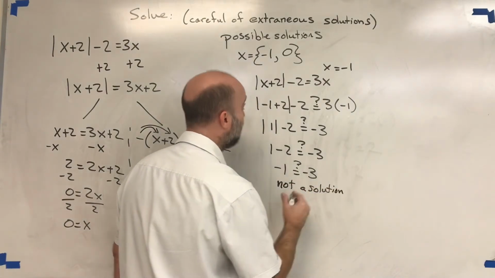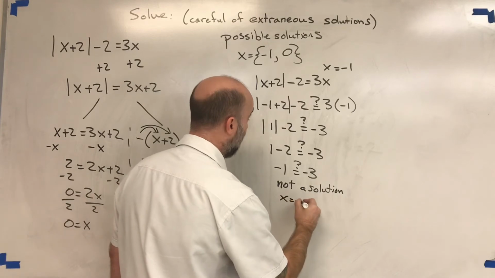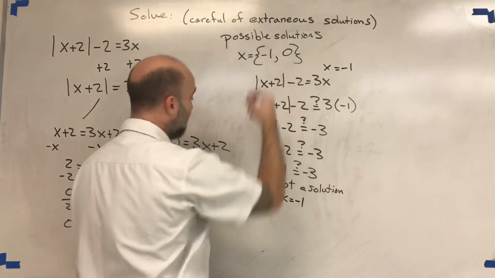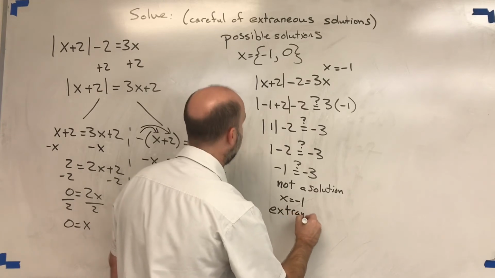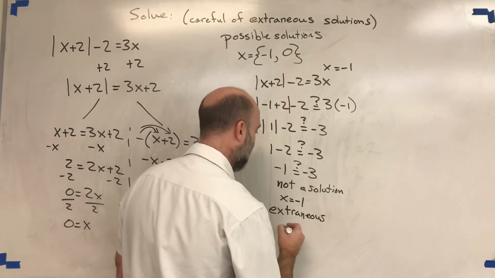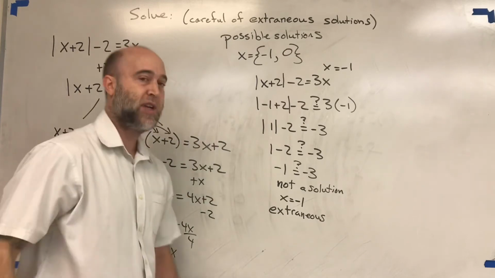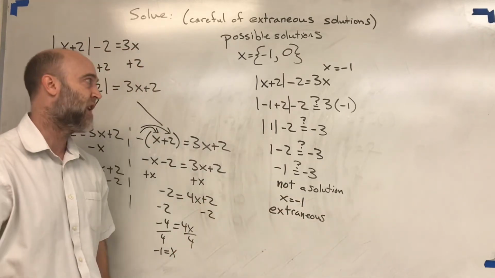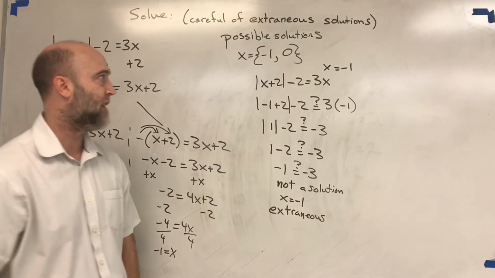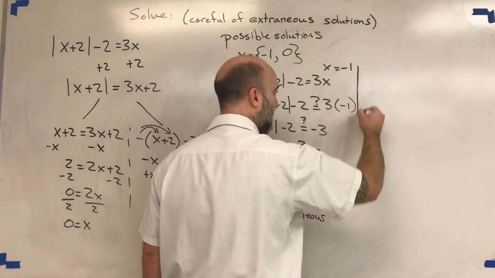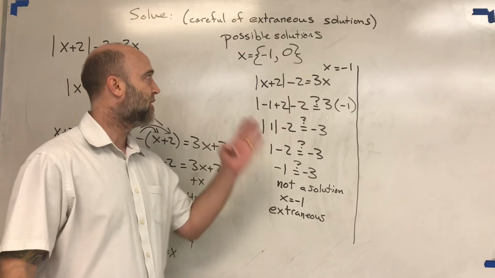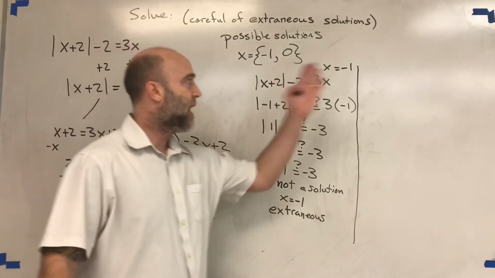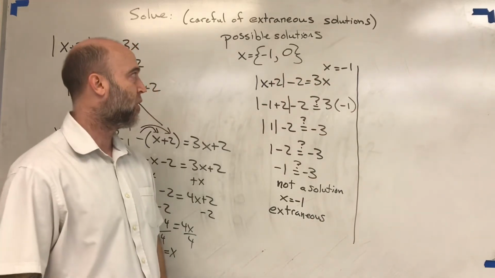What is not a solution? x equals negative 1. And that is the extraneous solution. Extraneous. It's a solution that gets removed. It's not part of our solution set. Let's check to see if the other one works. The last problem I did, both answers worked. This one, one of them's not working. We have to check to see if all the answers work or not.